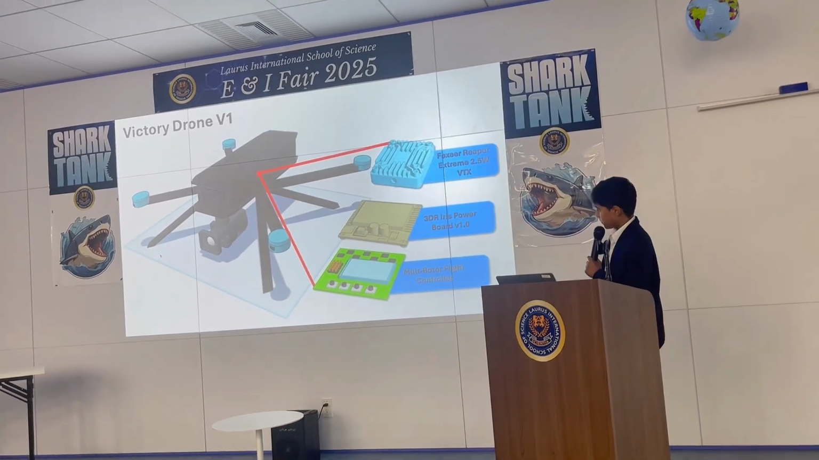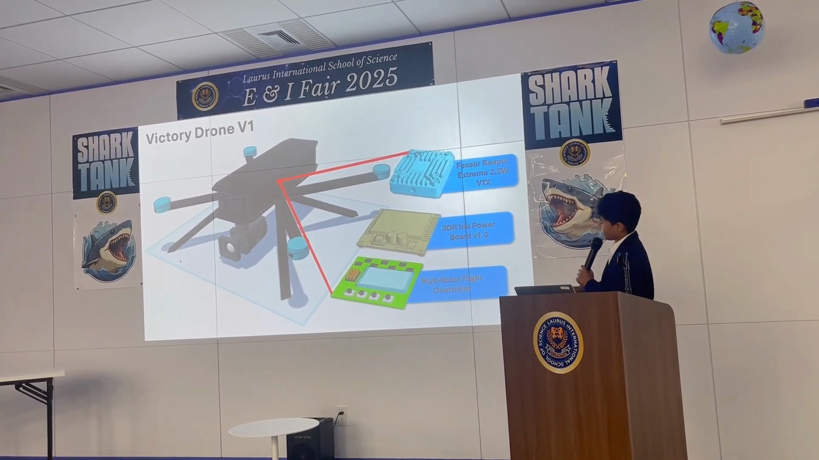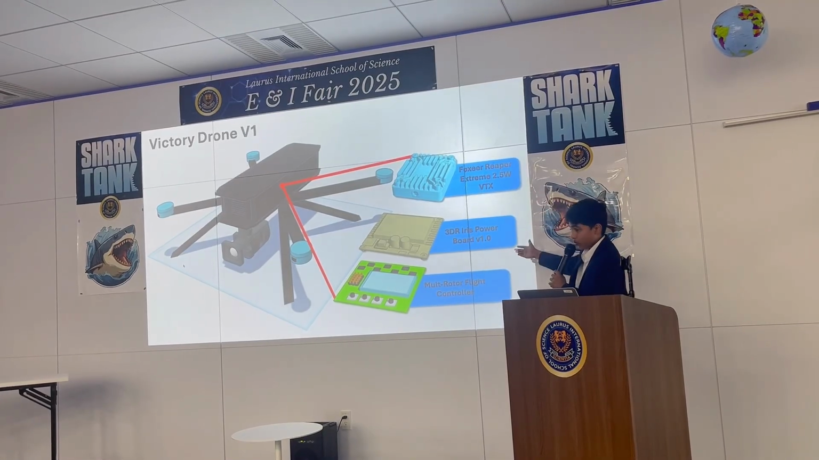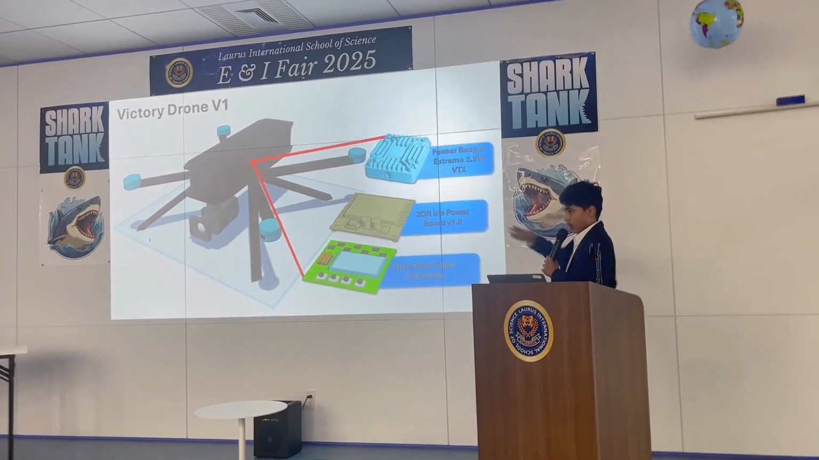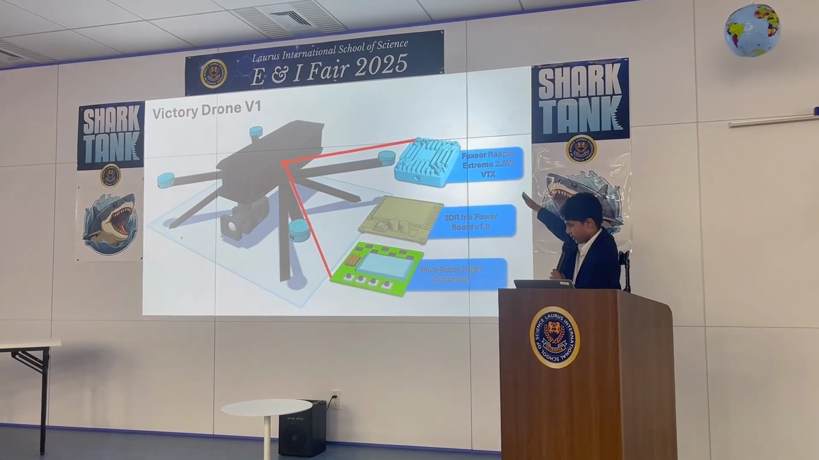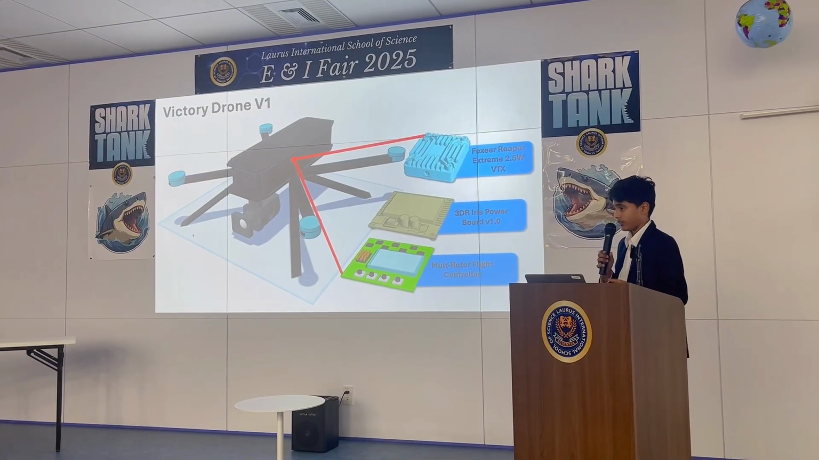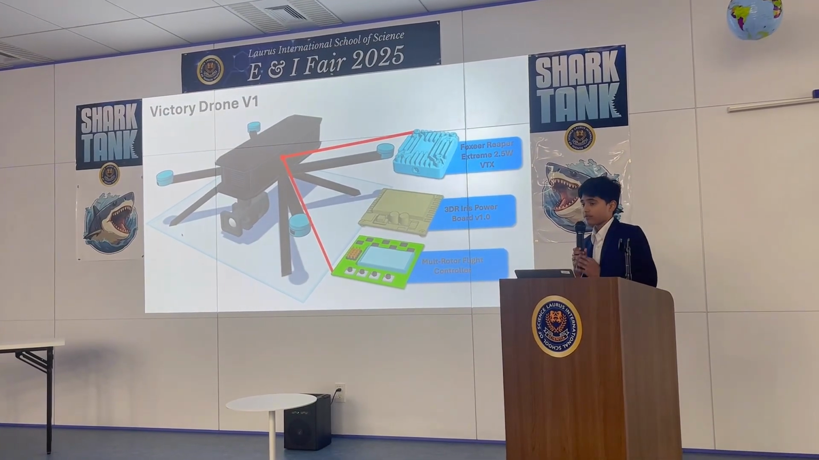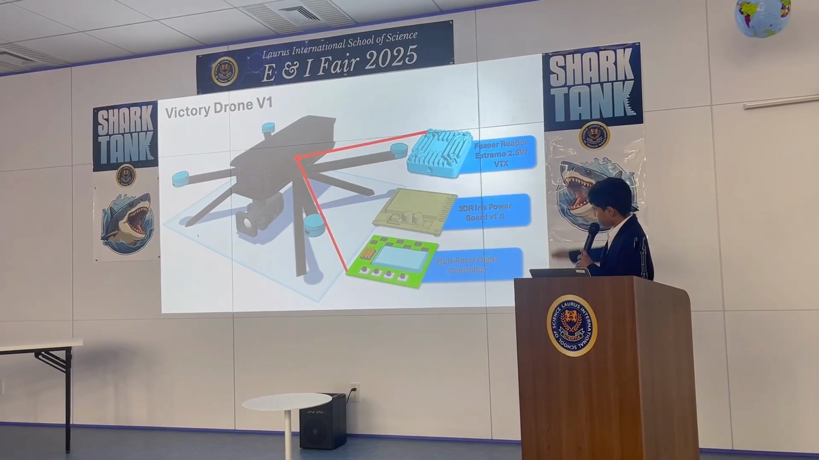Now, the interior includes 3 main components, which is essential for any drone: the transmitter, a power board, and a multi-rotor flight controller. So the transmitter basically sends the video and audio feed to the rescue drones and to other drones. So rescue drones and the rescue teams.